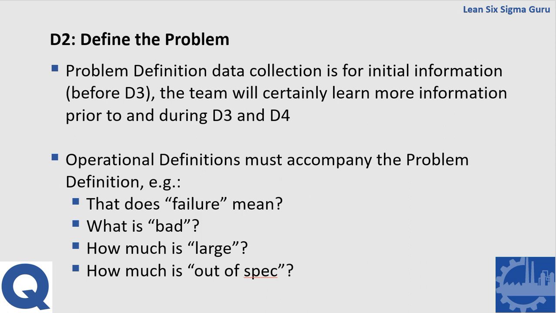Problem definition data collection is for initial information before the next step, which is containment. The team will certainly learn more information about the issue as we go on in later steps. It's okay. We can go back and update D2 as we learn more information. Operational definitions must accompany the problem definition. We need to be very, very careful.